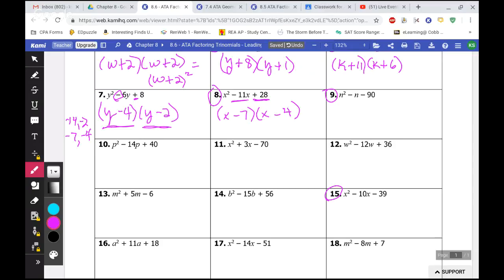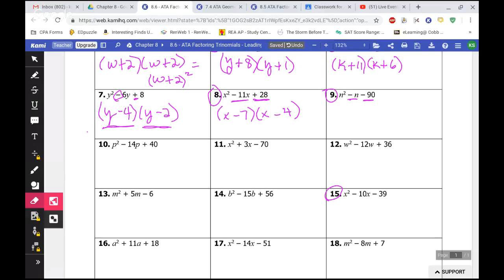Okay, number 9. Number 9, there's a negative at the end and a negative in the middle. So that tells me one of my factors has to be positive and one has to be negative because a negative times a positive is negative. And so then I'm going to find the difference and give the sign of the higher term. So what are the factors of 90?